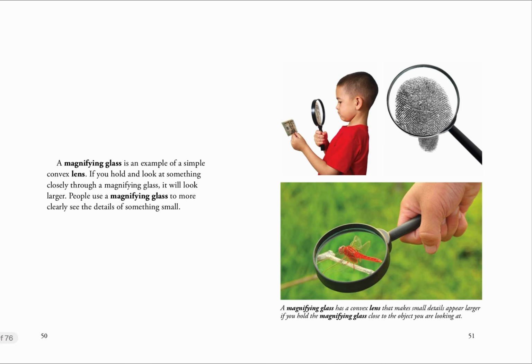A magnifying glass is an example of a simple convex lens. If you hold and look at something closely through a magnifying glass, it will look larger. People use a magnifying glass to more clearly see the details of something small. So here we have our picture. A magnifying glass has a convex lens that makes small details appear larger, if you hold that magnifying glass close to the object you are looking at.